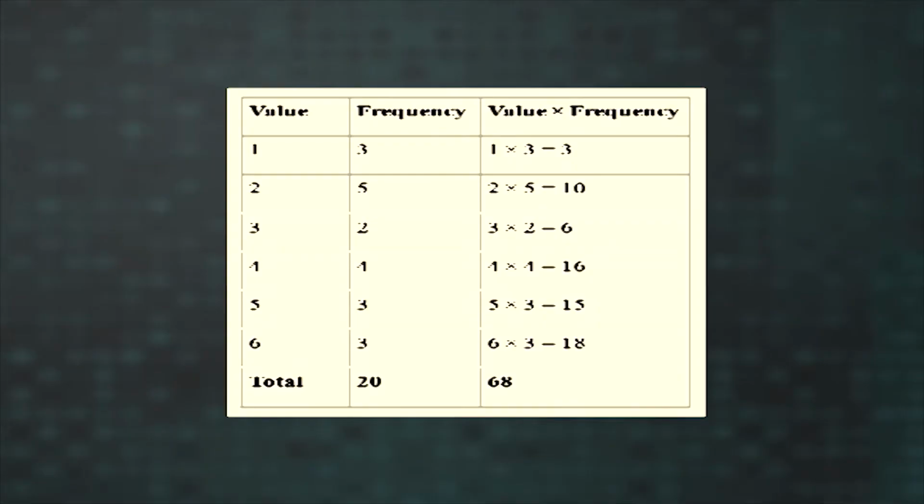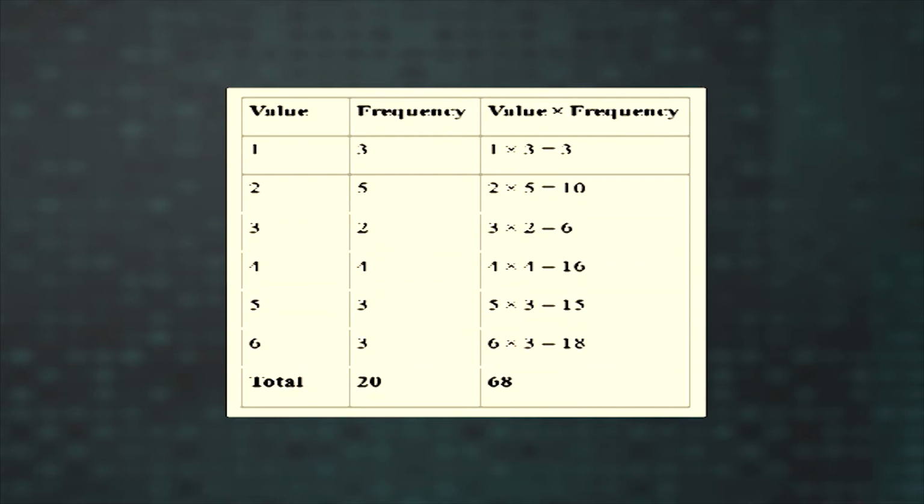So, how do we do this in a table? Firstly, you need to add an extra column in the table in which you multiply value into frequency. This is where you multiply each value by its frequency. For example, the value 5 has a frequency of 3. So, we multiply 5 by 3 to get 15.